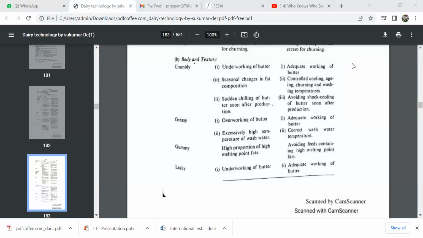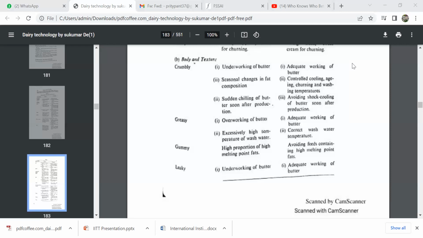Next body and texture defect is greasy due to overworking of butter and excessive high temperature of wash water. So adequate working करनी है and correct washing temperature.